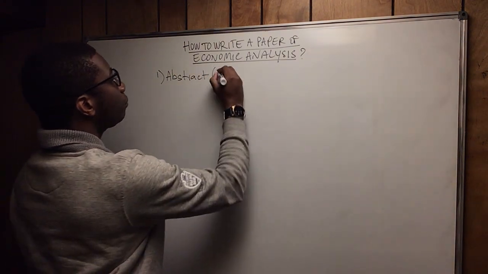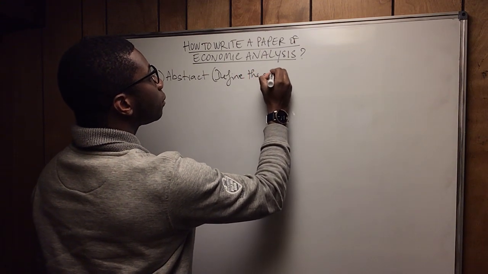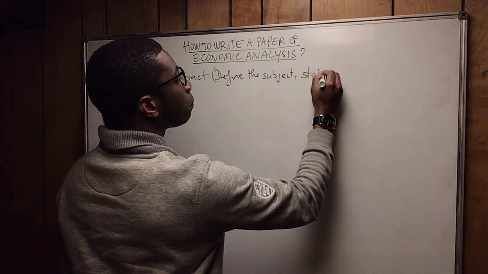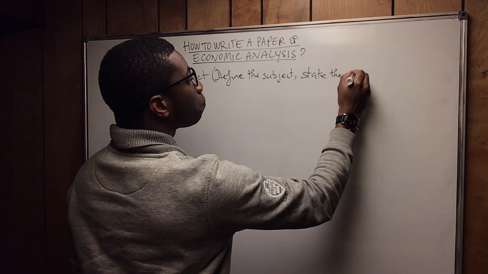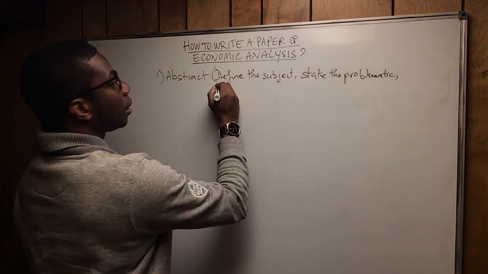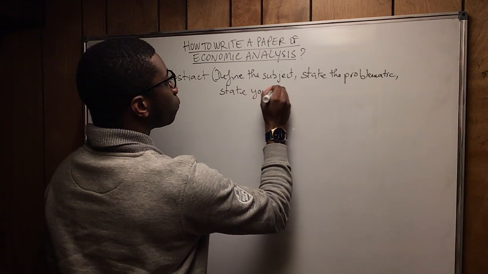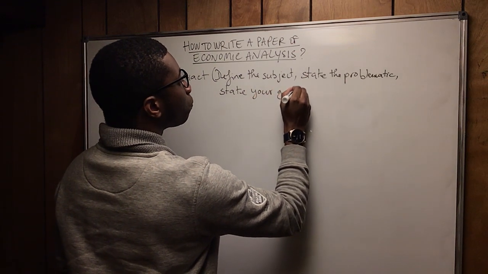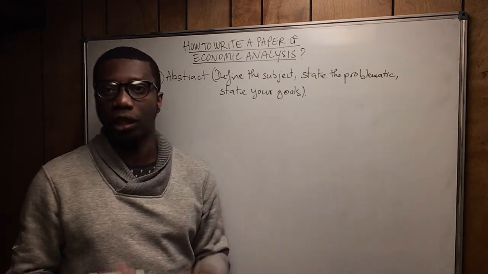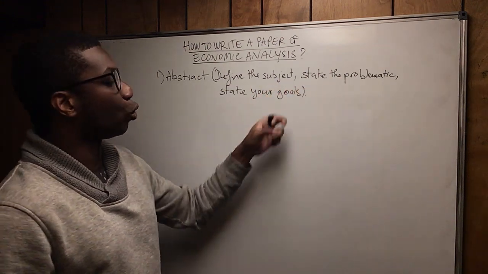In the abstract you have to basically define the subject, state the problematic, and then state your goals. So basically, what are the conclusions you're trying to reach in your paper? So define the subject, state the problematic, and state your goals.